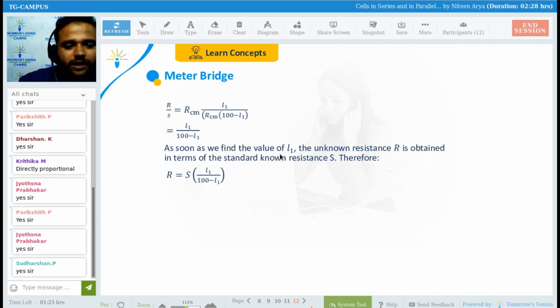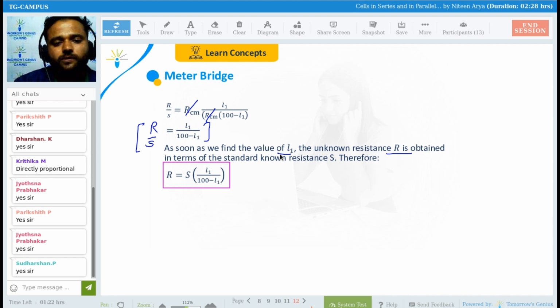Like this, R by S equals R·l1 by R·(100 minus l1). The R, the resistivity factor, cancels, and R by S is l1 upon 100 minus l1. So as soon as we find the value of l1, the unknown resistance is obtained. This is a very important formula, students. Why? Because using this formula you are going to solve so many numerical problems. Very, very important formula for the meter bridge.